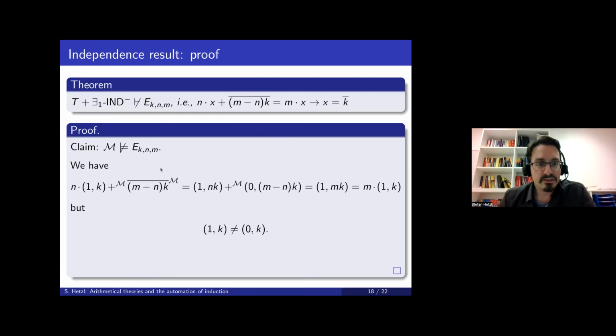The first thing is, we have to show that this model doesn't satisfy E, K, and M. This is simple to do with a calculation. Let's go through it. For x, we will pick 1_K, that's the number K in the first copy of the integers. Then N times 1_K is just N times 1_K. The numeral is evaluated in the natural numbers, and the addition here will move to component one. So in total, we get M times 1_K here. This means that the left hand side of the implication is true, but 1_K is not 0_K, which is the value of this numeral here. So this jump out of the natural numbers will already destroy this property.